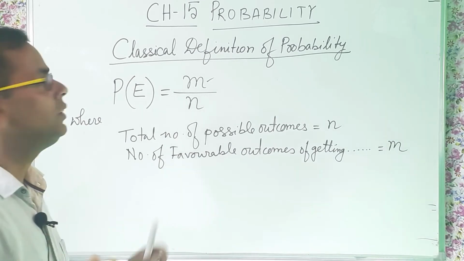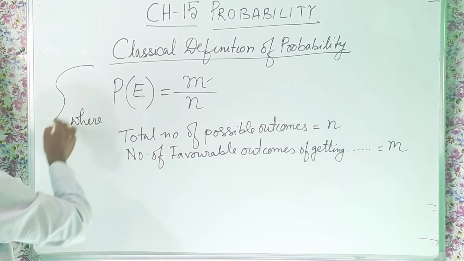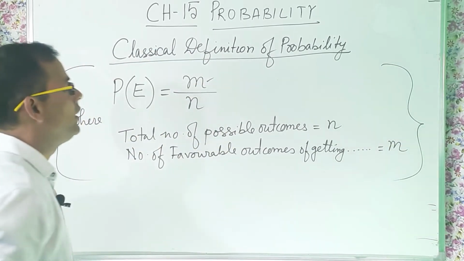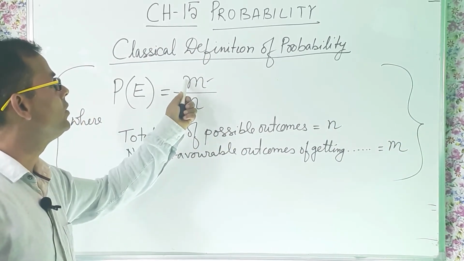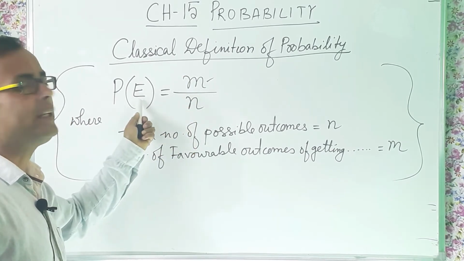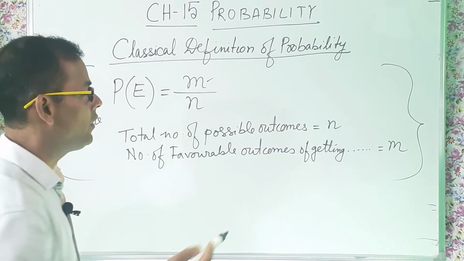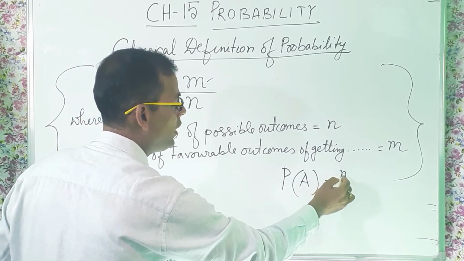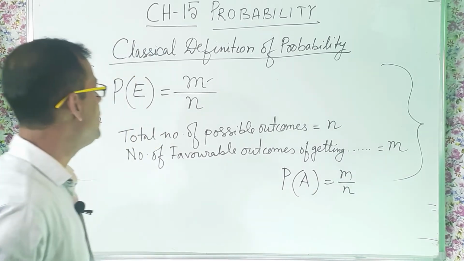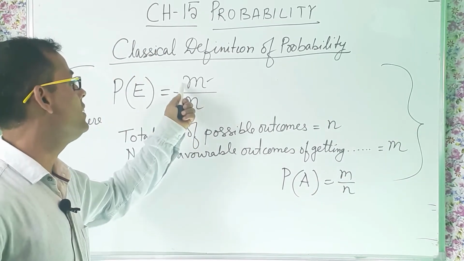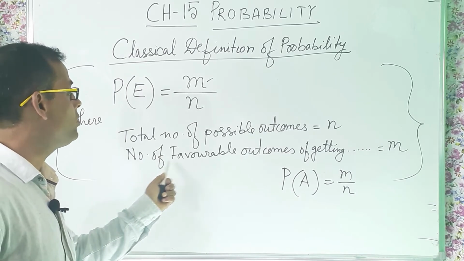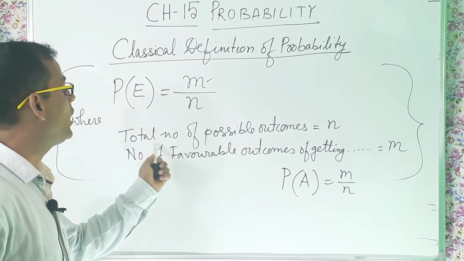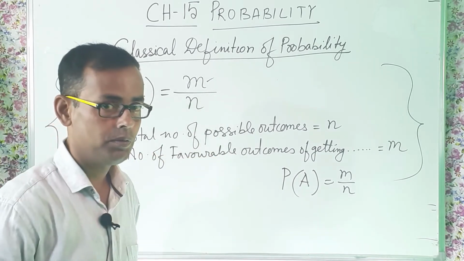So, class 10 students should know this thing, only this much. Very, very important thing. The formula is P(E) is equal to m by n. That means probability of an event. Event is E. You can write P(A) also. P(A) is equal to m by n also. P(E) also m by n. Now, what is this m? M is the number of favorable outcomes. And what is n? Total number of possible outcomes.